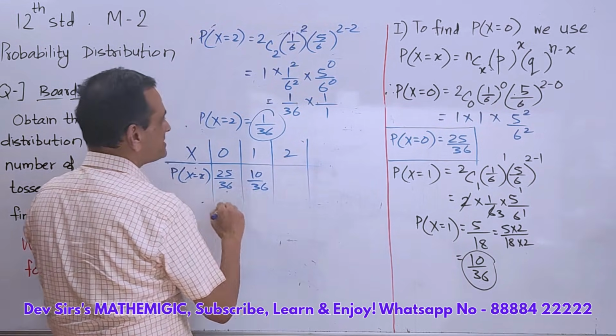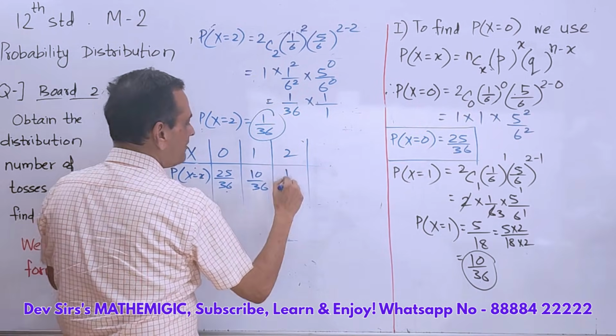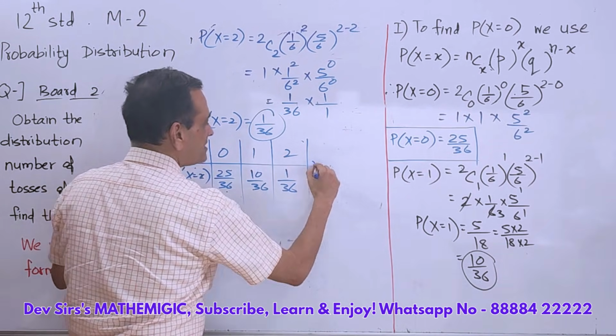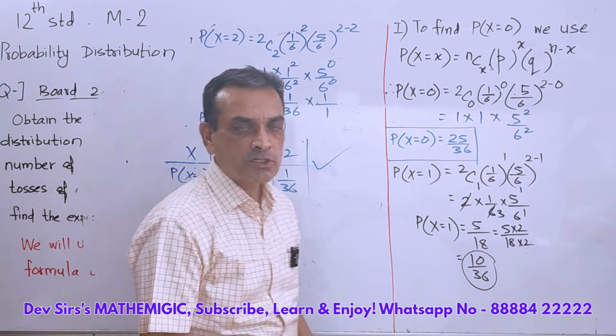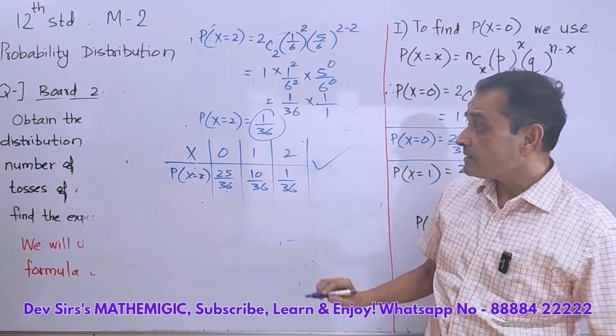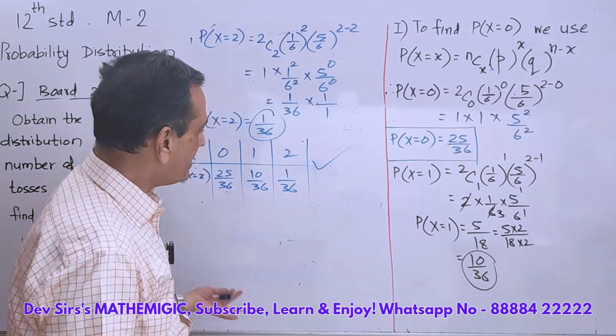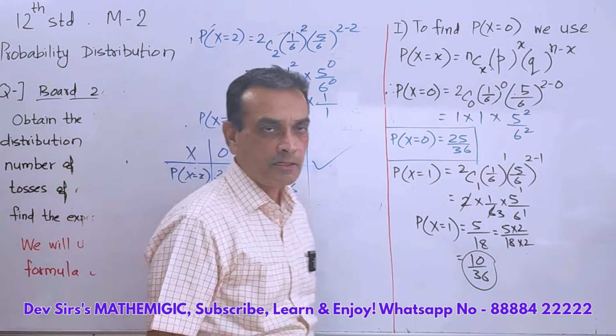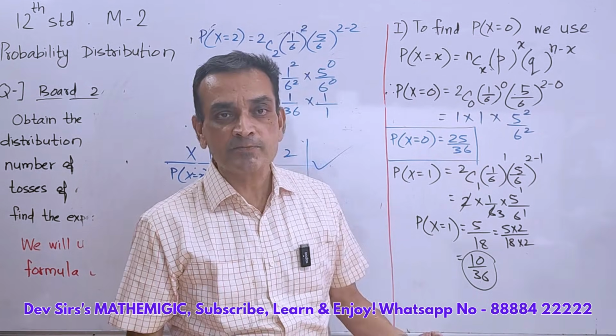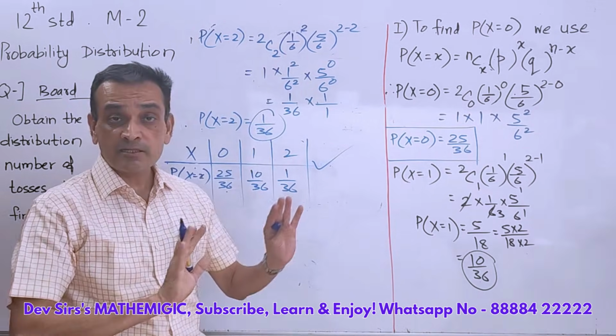यहाँ पे 36 है, यहाँ पे 36 है. x equal to 2, 1 by 36. This is our answer. Probability distribution table. एग्जाम में इतना ही पूछा था. Expected value of x I have taken so that we can revise that formula and write the answer. Expected value of x means expected mean. Okay, is this clear?